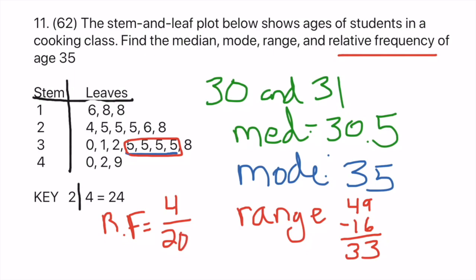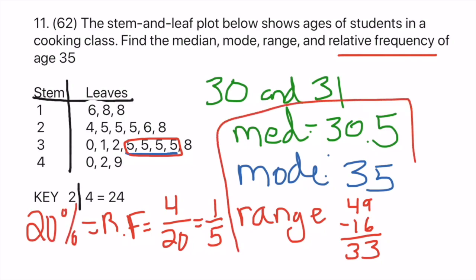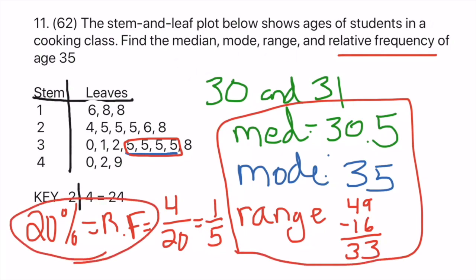So 4 out of 20, which is 1/5. And we want to write that as a percent though. So the relative frequency is going to be 20%. So here's one part of your answer, and here's the other part, relative frequency.